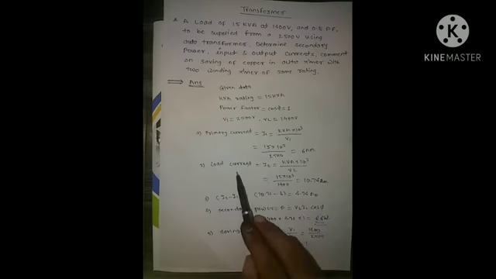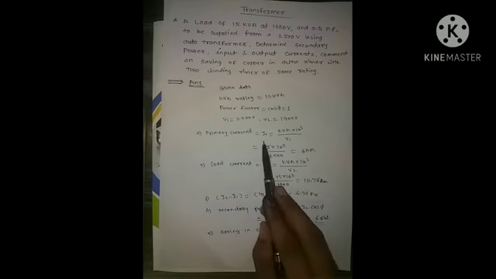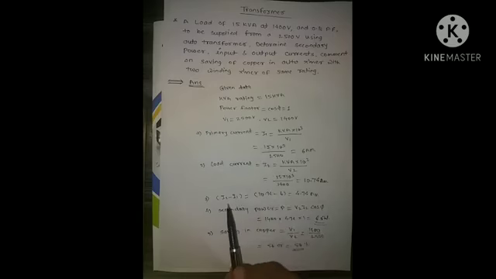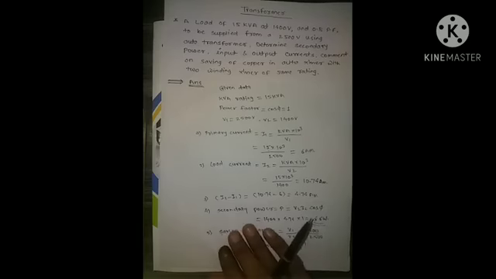So we calculate the primary current I1, and then the load current I2. After that, we calculate I2 minus I1, and the answer is 4.74 ampere. After that, we calculate the secondary power, the calculated value is 6.6 watt. And after that, we calculate the saving in copper, and the saving in copper is 56%.